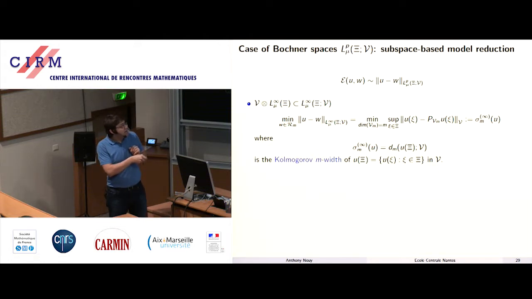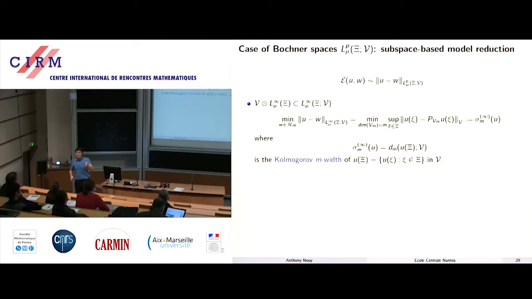If you consider all possible solutions of your problem, that means the set of elements of V that is composed by u(ξ) spanning the subset of parameters ξ, it's called the solution manifold. And this best approximation error is what we call the Kolmogorov M-width of this subset. That measures in some way how well the set of solutions can be approximated by an m-dimensional space.